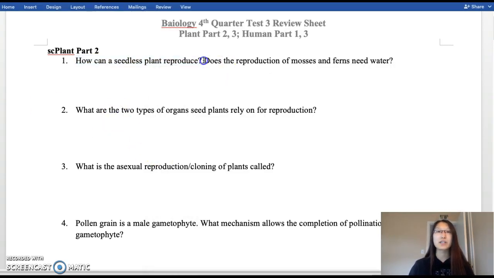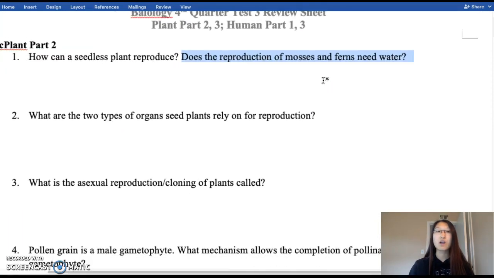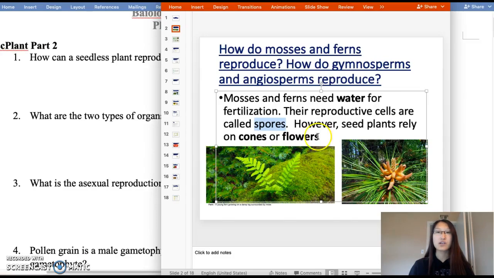The second part of the question is, does the reproduction of mosses and ferns need water? The answer is yes, which is also shown on this picture right here. Mosses and ferns need water for fertilization. Those spores don't travel very well in wind or in air, but water is a necessary medium in order for reproduction of these plants to happen.